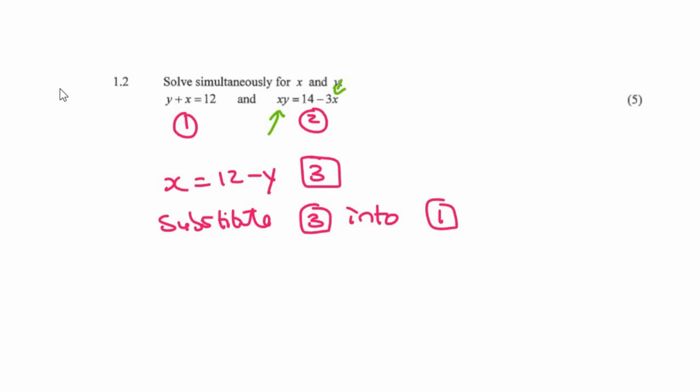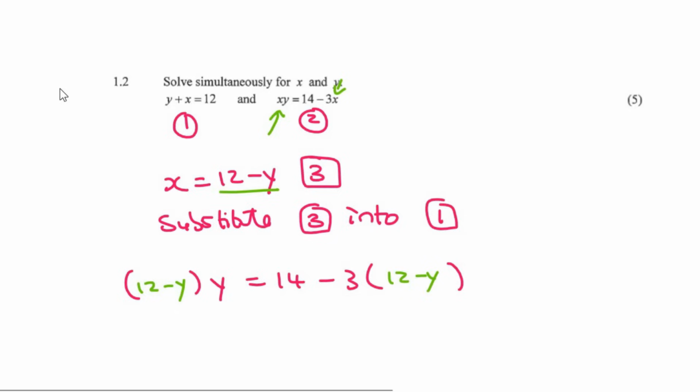And so I'm going to write out equation number 2, but wherever I see an x, I'm going to put a bracket. Can you see that? Wherever I saw an x, I used a bracket. I'm now going to put 12 minus y inside there. And so have a look at this, guys.